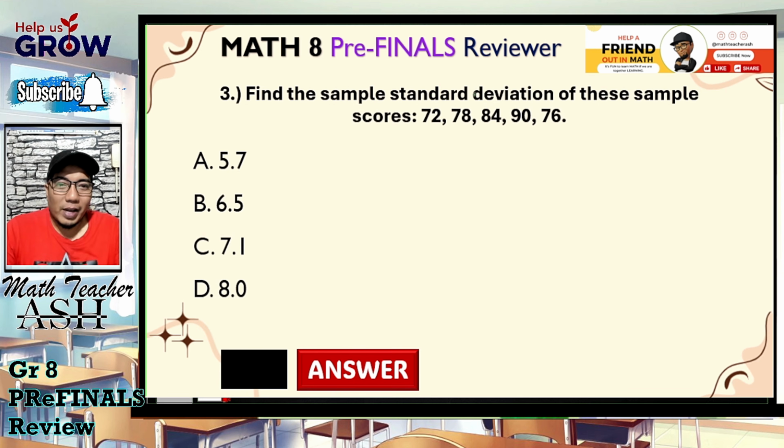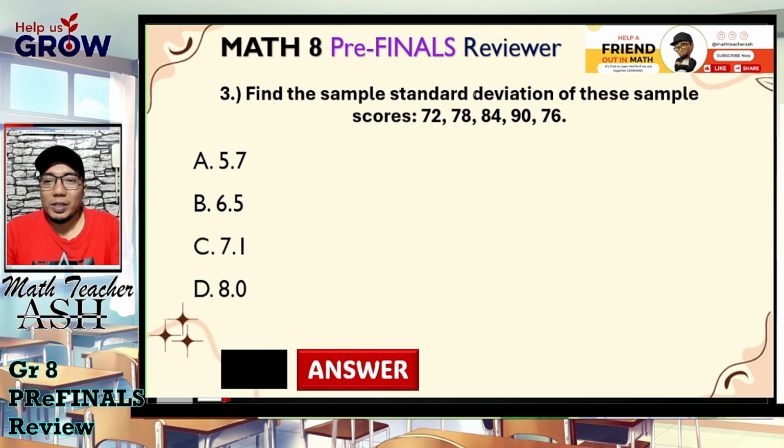So, that 80, we will again subtract from each number given in the data. In this case, we will not use the absolute value. We just subtract immediately. So, 72 minus 80, 78 minus 80, 84 minus 80, 90 minus 80, 76 minus 80. For the first number, we will have negative 8. Then, for the second number, negative 2. For the third, positive 4. For the fourth, positive 10. And for the fifth, negative 4.